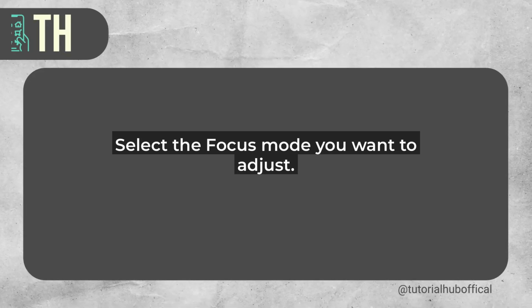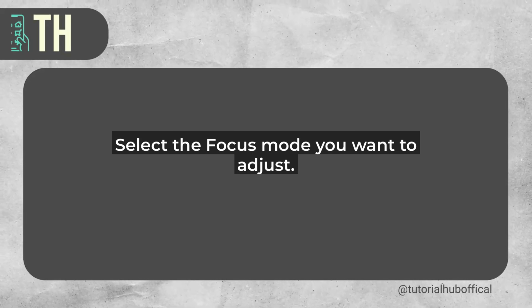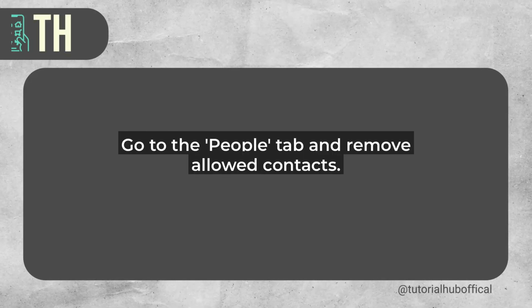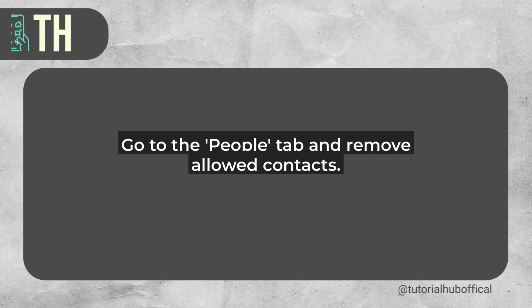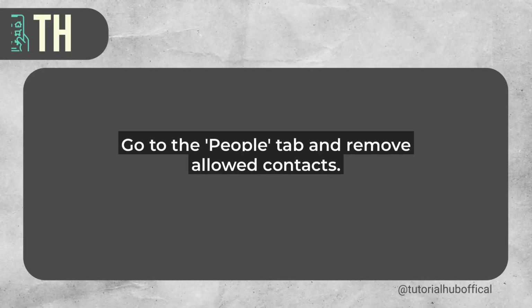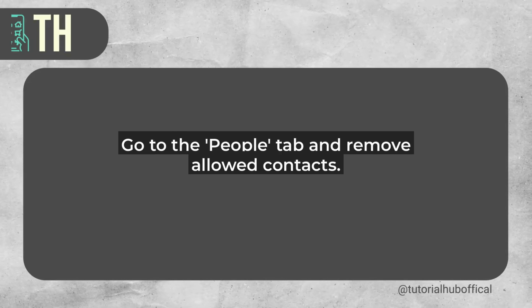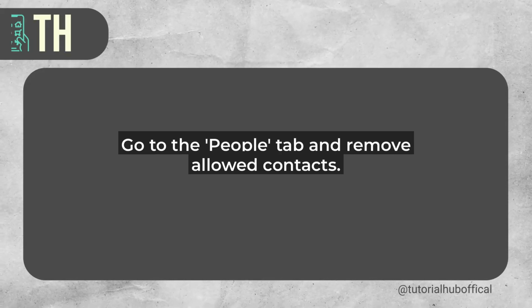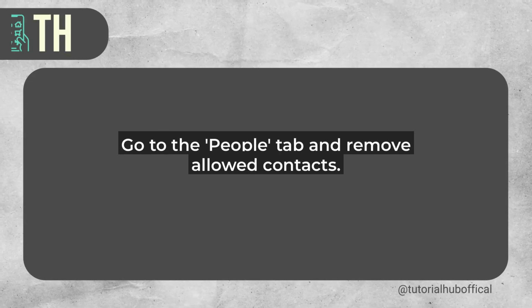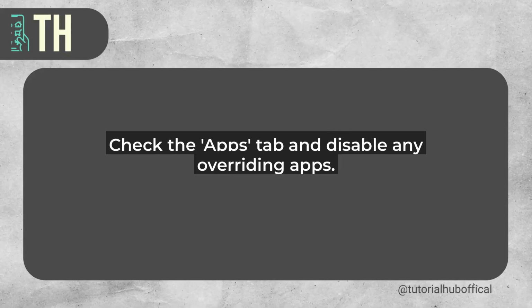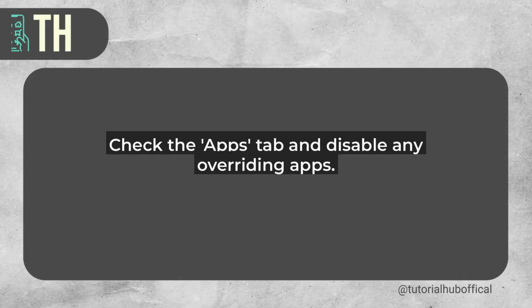Now, select the specific focus mode you want to tweak. For example, if it's your Do Not Disturb mode, tap on that to enter its settings. You'll see options for people and apps. These control who or what can notify you anyway. Under the People tab, look for Allow Notifications From. If there are contacts listed, tap on them and remove any you don't want to bypass your focus mode. This ensures no one can notify anyway.